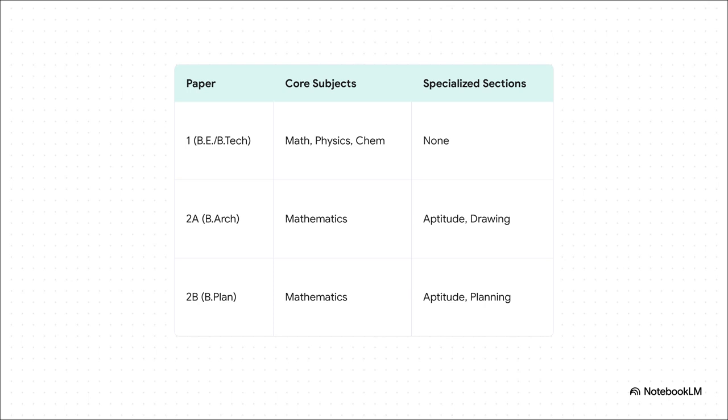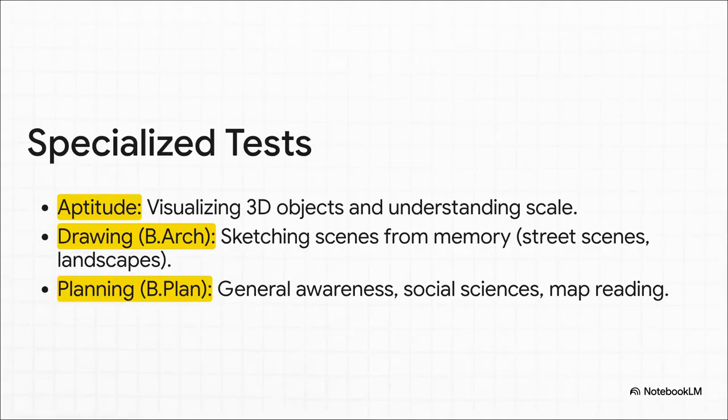But for papers 2A and 2B, math is the only core science subject tested. They basically swap out physics and chemistry for these specialized sections that are all about creativity, spatial reasoning, and general awareness. And what are these specialized tests all about? Well, the aptitude test, which both papers have, is about seeing things in 3D in your mind and having sharp analytical skills. For B-Arch, you've also got a drawing test, where you might have to sketch a market scene from memory. And for B-Planning, it's more about general awareness, social sciences, and practical stuff like being able to read a map, a completely different skill set.